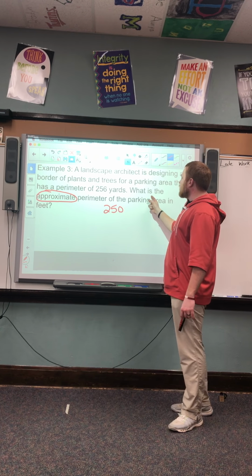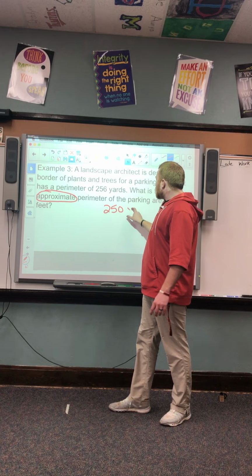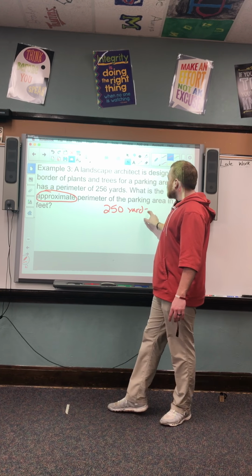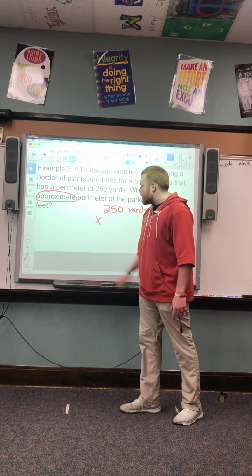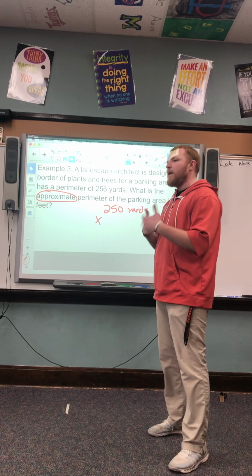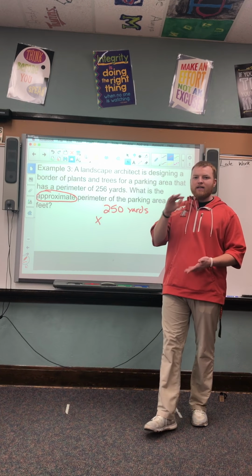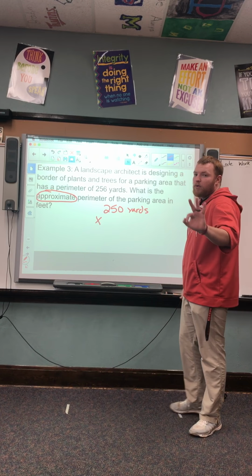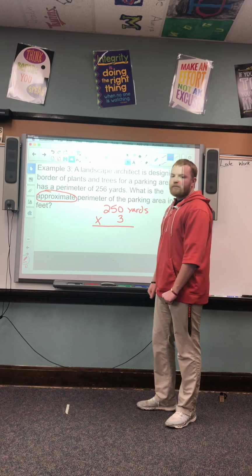Okay, now it's asking for the perimeter of the parking area in feet. We're dealing with 250 yards right now. We need to change yards to feet. Now to do that, we would multiply, and then how many feet are in a yard? Okay, remember back, we made that table in our notes of breaking down measurements. There are 3 feet in a yard. So then we would multiply it by 3.